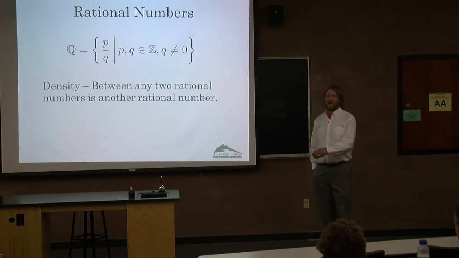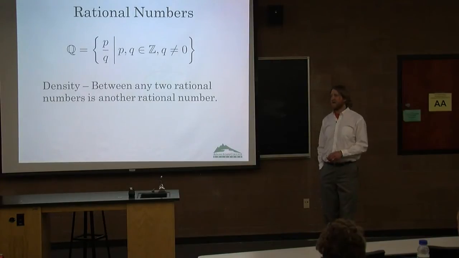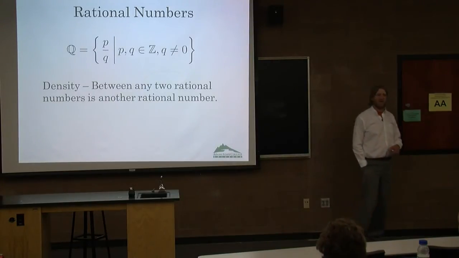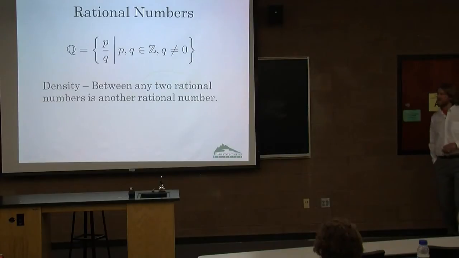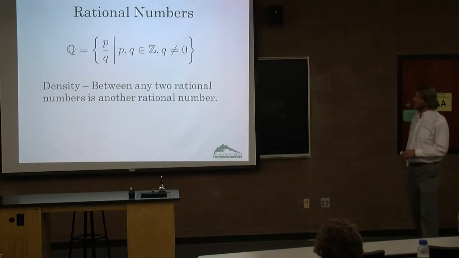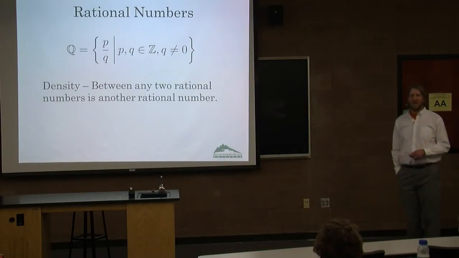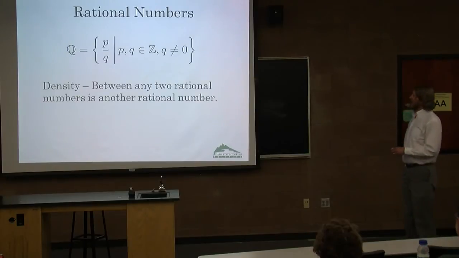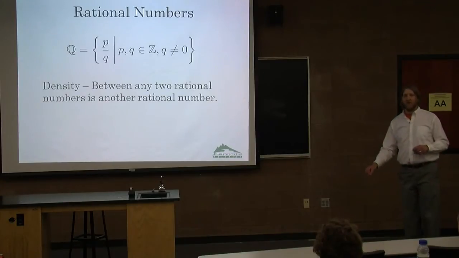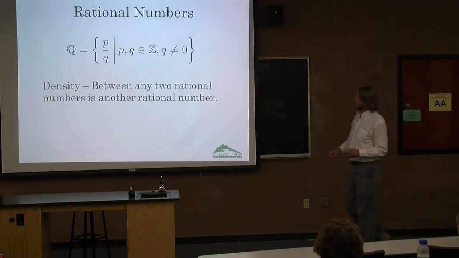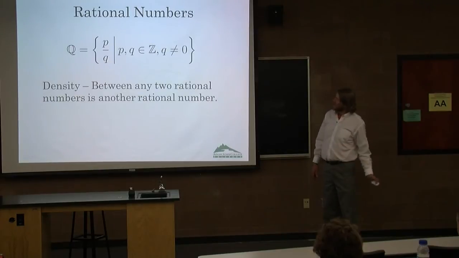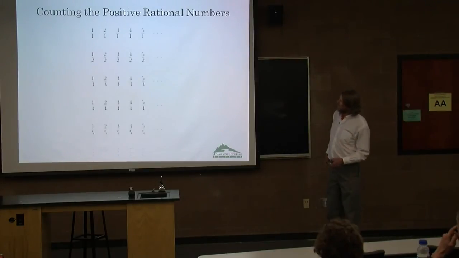So maybe we finally found another set that's bigger than the natural numbers. Maybe we finally found a set that cannot be placed in one-to-one correspondence with the natural numbers. Well, no, we haven't. What Cantor realized is a way to show that you can list all of the rational numbers. It's a rather intriguing argument.